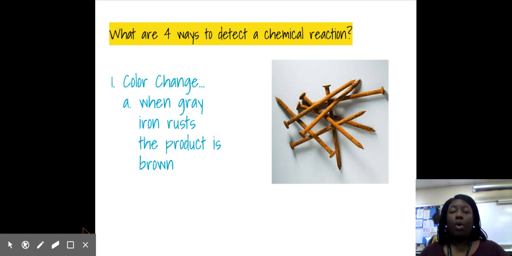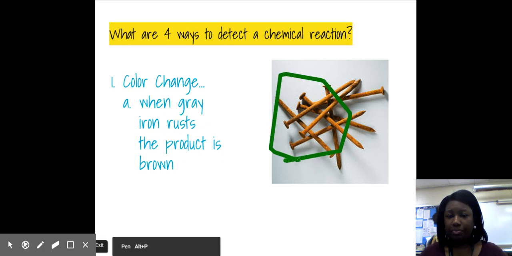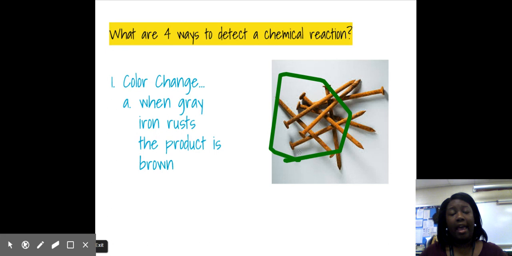So a color change in a chemical reaction means you have mixed two different things or substances together, and you have a sudden change occurring, okay, and it's something new. Okay, so if we look at this nail, and you put it in the element, the iron in that nail is going to turn brown. It's going to basically rust, and the product is brown because that change is occurring.